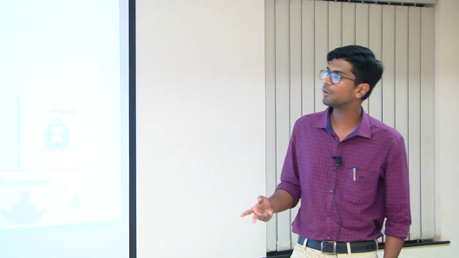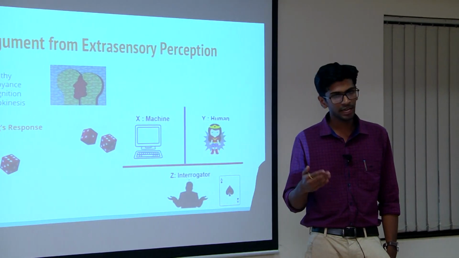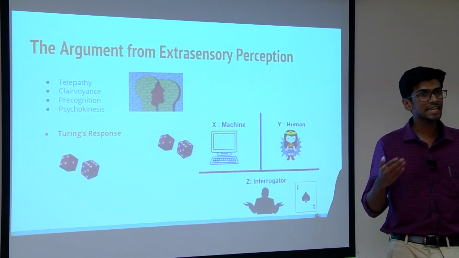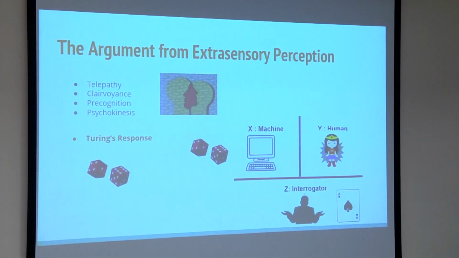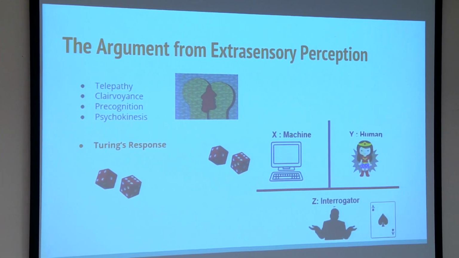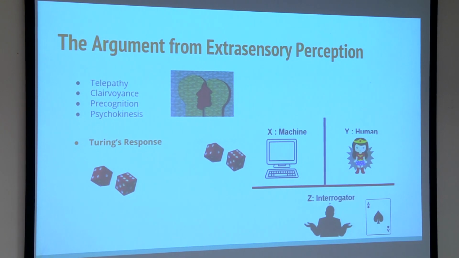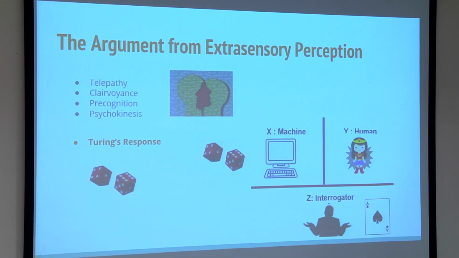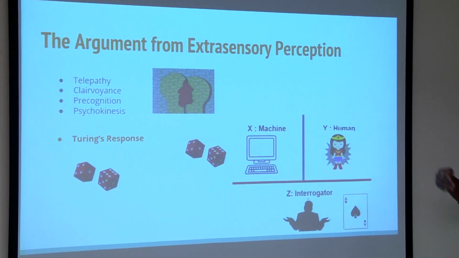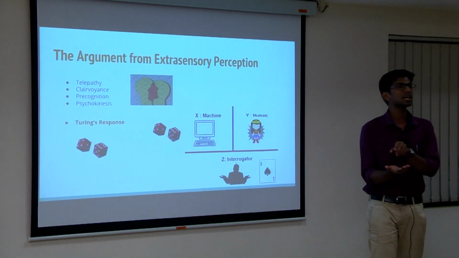Now the argument from extrasensory perception: telepathy, clairvoyance, precognition. Many scientists may negate it, but there is statistical evidence for this. People have come up with statistical evidence for telepathy. Turing's response is interesting. Let's play the imitation game. Suppose the interrogator has a deck of cards, and asks both the machine as well as the human which deck the card belongs to.